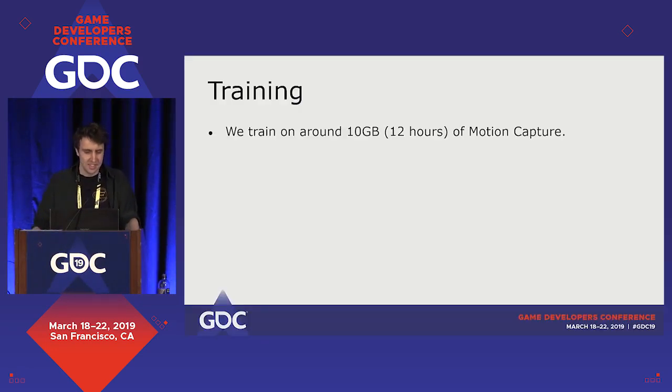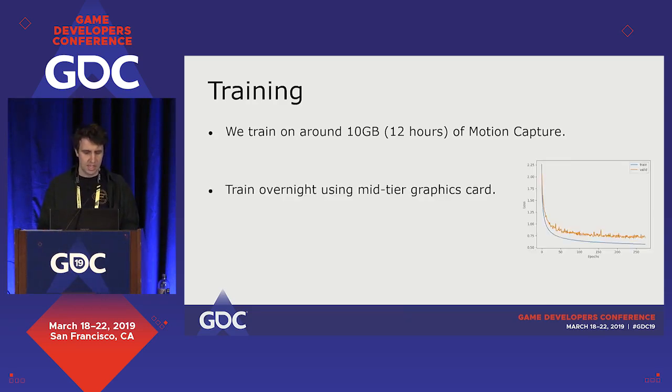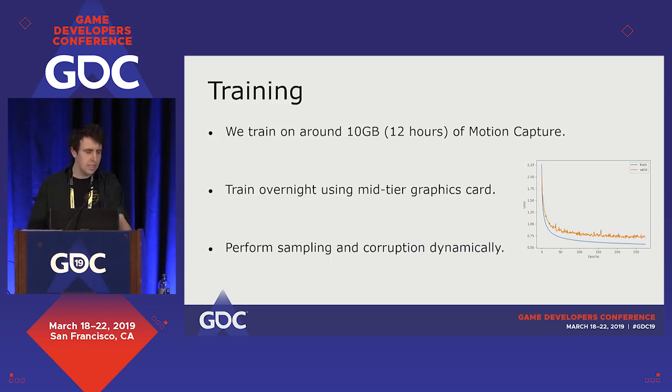In the end, we combined that with a large chunk of our big existing data set. And we have about 10 gigabytes, which is about 12 hours of motion capture data. We can train this overnight on any mid-tier graphics card, so it's not a huge labor to train this sort of network. And all this sampling and corruption which we do is performed during training time. Every time we get a new batch of data, we do a new set of corruptions and a new set of samples. This gives us, in a sense, an almost infinite data set, at least in terms of the different errors we see.